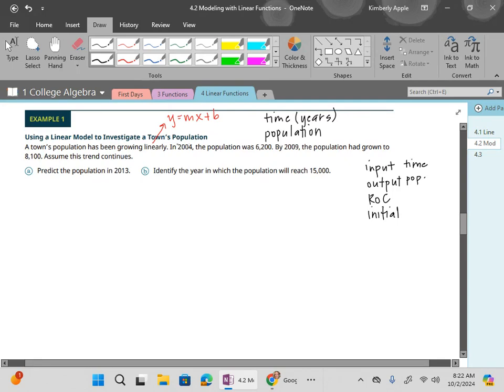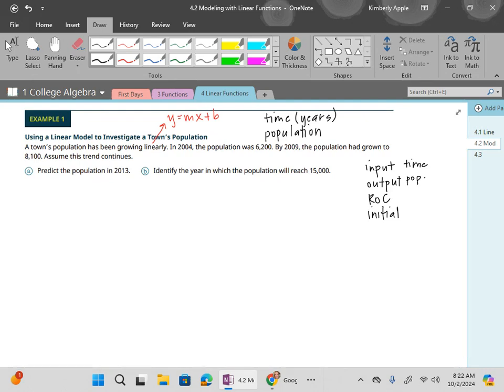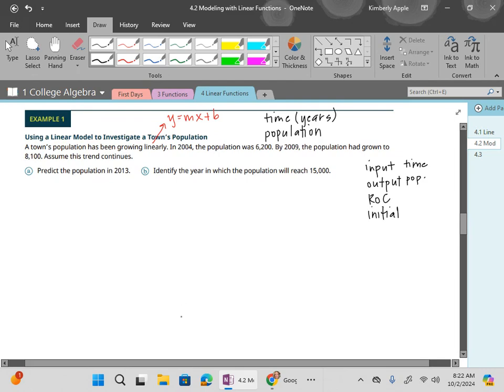Right. So what are these numbers that they're giving me? I'm not given a rate of change. I'm not given an initial value, but I am given two pairs of time and population. So this is two coordinates that they're giving me. It's two input output pairs, right? So let's define this. This is going to be t, and we'll call this p, and the function will be p of t, right?